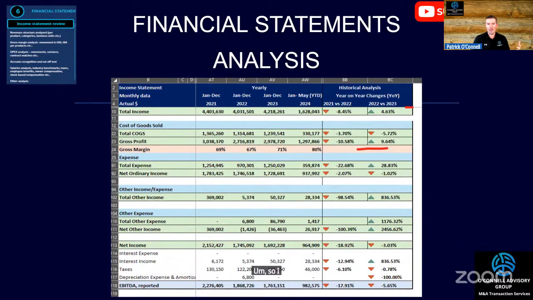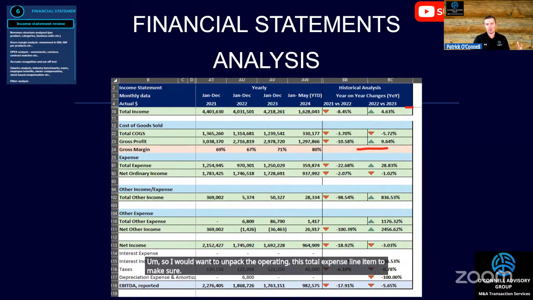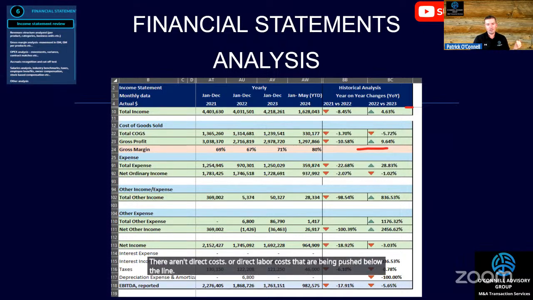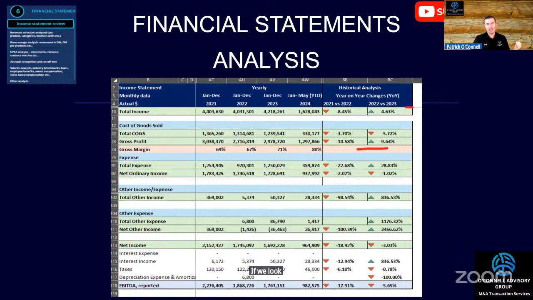So I would want to unpack this total expense line item to make sure there aren't direct costs or direct labor costs that are being pushed below the line. If we scroll all the way down to a net basis, while the company is showing increases in income or top line revenue, it's actually performing worse on a net basis. You'll see that net incomes declined 3%.